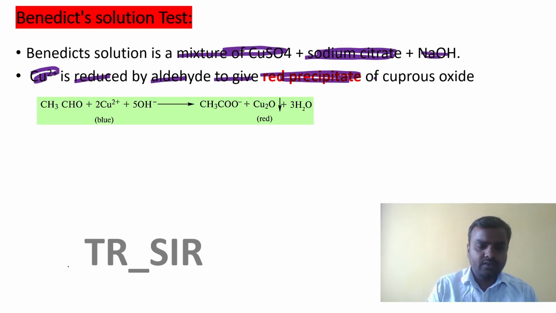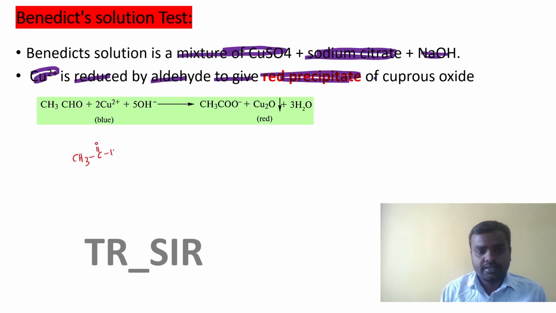In that case, we have taken sodium potassium tartrate. Here, what are we taking? Sodium citrate, copper sulfate plus NaOH. In this case, the same thing happens: only aliphatic aldehydes react. So CH3, C double bond O, H.